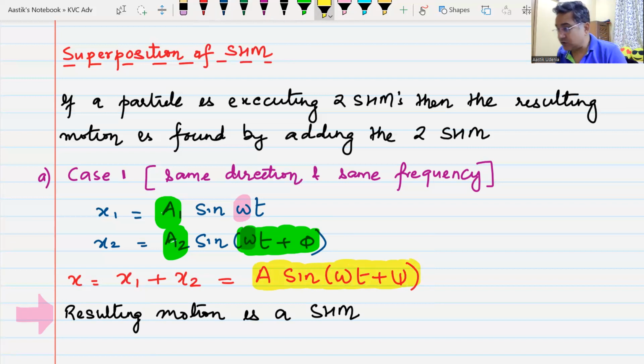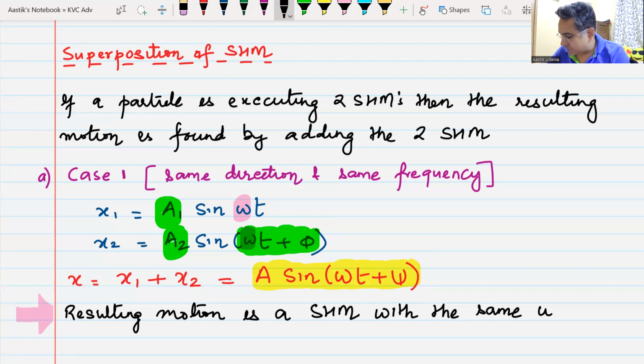Now there are two unknown quantities here in this equation that you can see. What are the two unknown quantities? The resulting motion is an SHM with the same frequency. Do you see the frequency is the same? With the same frequency or angular frequency omega. So the resulting SHM would be having the same frequency omega.